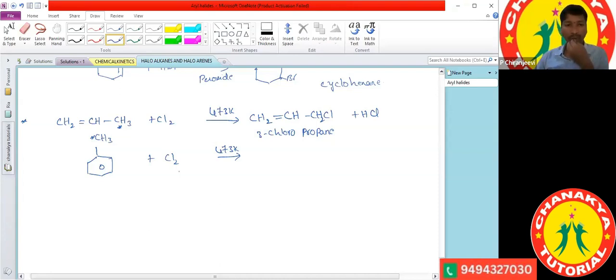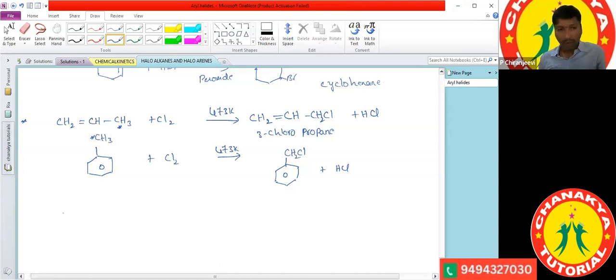Fluorine is going to be attached to which one? In this one, fluorine is going to be attached to the benzylic carbon atom. Okay, benzylic position. So that means at the benzylic position, one hydrogen atom is replaced by one chlorine atom, giving CH2Cl, plus HCl as the byproduct.